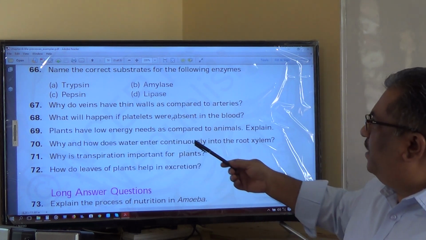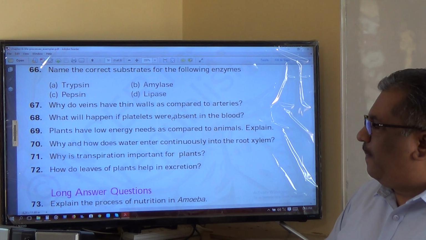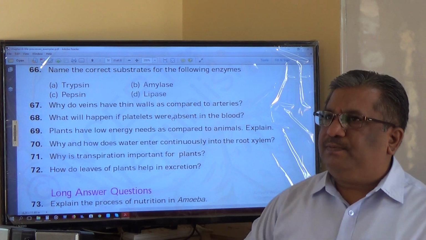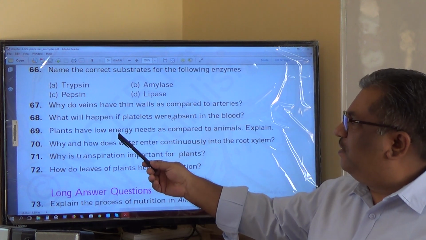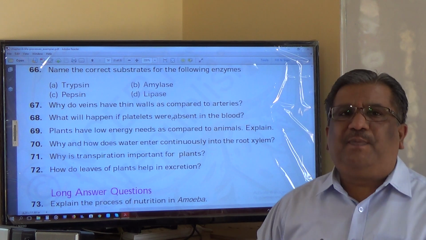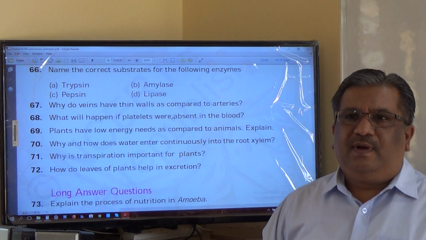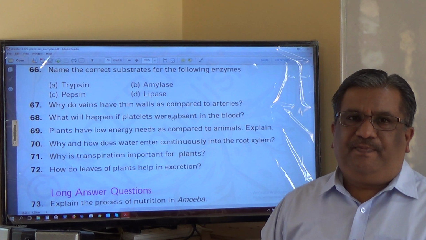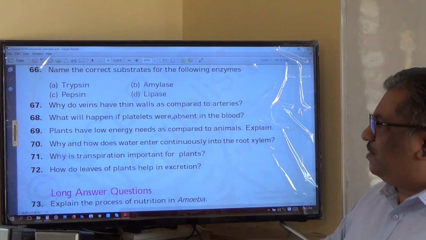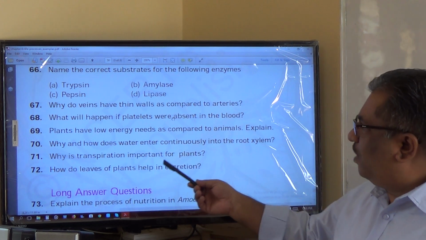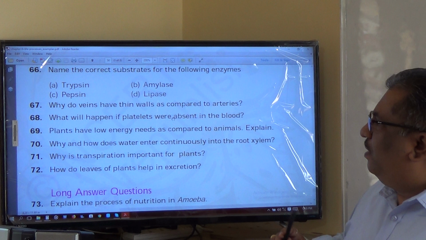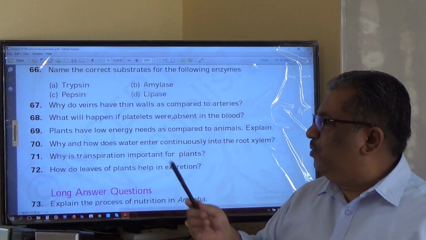Plants have low energy needs as compared to animals. Explain. Are you able to understand why it is so? First of all, plants do not move, and many of the plant cells are dead cells. Example, sclerenchyma, and therefore their energy requirements are low compared to animals. Why and how does water enter continuously into the root? Xylem. So two things you can see.